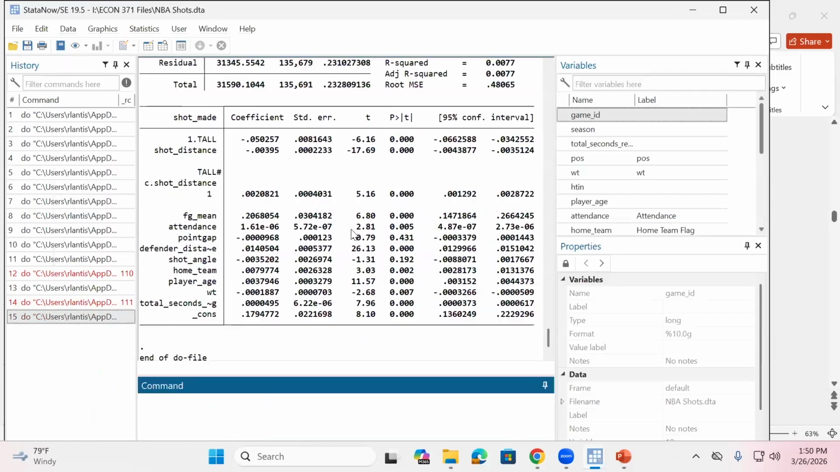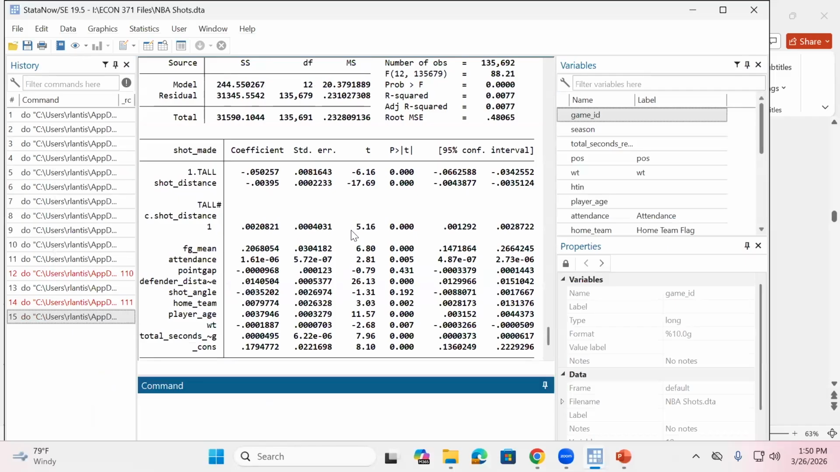So if I run this regression, we can now think about what is the marginal effect of being further away from the basket. And here, if the y variable is just whether or not I made it, it's going to be the change in the probability of whether or not I made the shot. If I'm 1 foot further away from the basket, the probability I make the shot goes down by 0.003. Pretty small effect, but it's highly statistically significant.